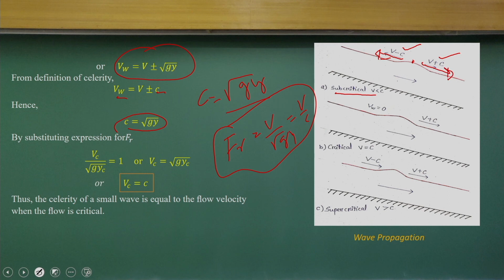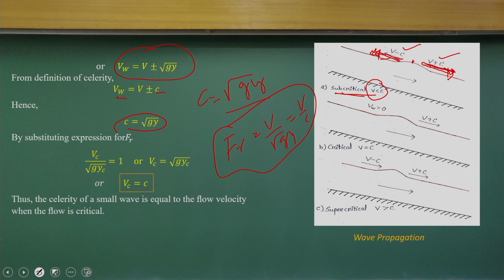Just try to look at how the wave propagates. In the case of subcritical flow, as V is lesser than C, you will have a negative component and a positive component. You will have an upstream direction and also downstream. That's what happens in subcritical flow. That's the reason when you throw a stone, you can see the propagation of the wave in both directions, then it is a subcritical flow.